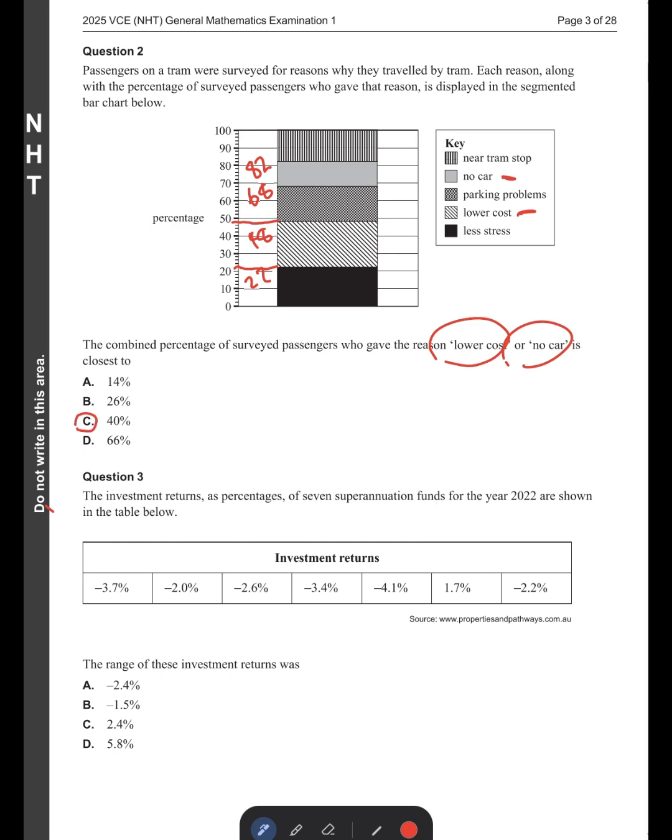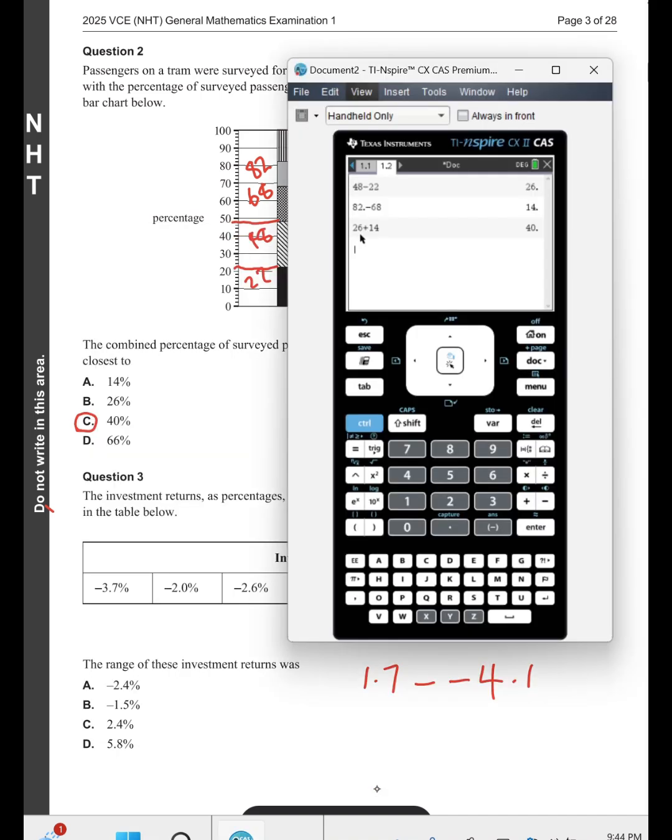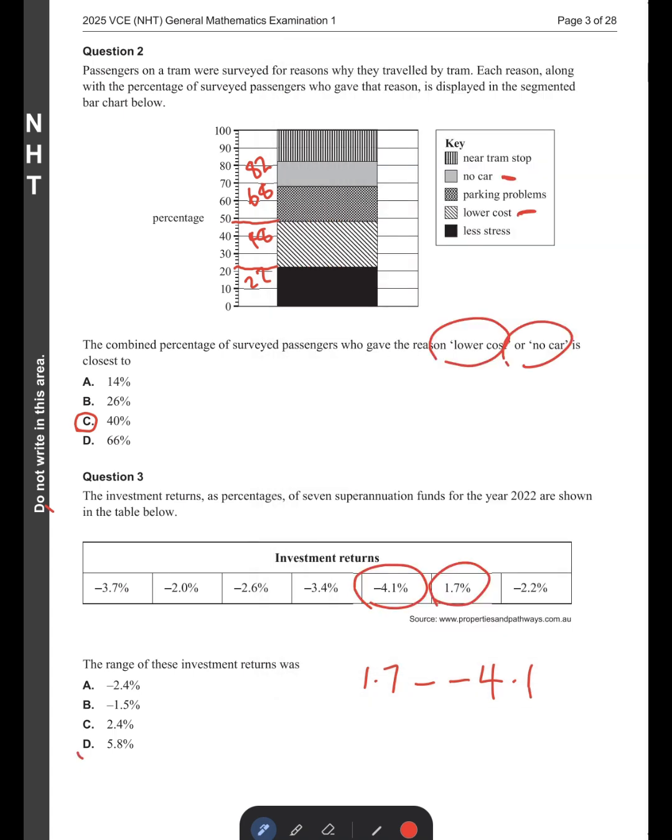The investment returns as percentages of 7 superannuation funds for the year 2022 are shown in the table below. The range of the investment returns was, so we're looking for the highest and the lowest, which is this one here. And it's always the highest minus the lowest. In this case, remember that the lowest is a negative, so we're going to have 2 negatives there. And those 2 negatives are just going to mean that we're going to do 1.7 plus 4.1, which is going to give us 5.8% there as the range.